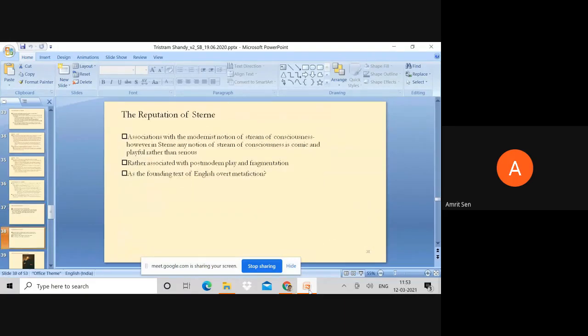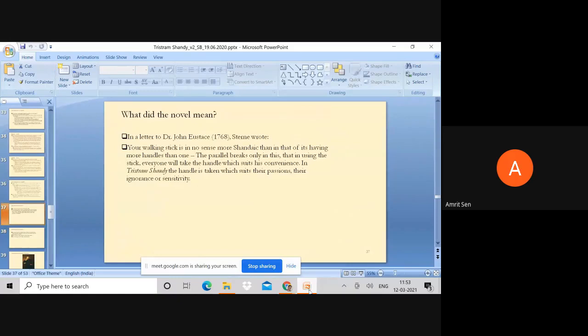Now, I will, of course, use one quote by Sterne. So what did the novel mean at the end of the day? Some of you might say, oh, he's been talking on and on. So what is Tristram Shandy? In a letter to Dr. John Eustace, Sterne uses this walking stick with many heads. Many of you have seen these sticks which grandfathers used to have. Earlier, these walking sticks were very fashionable. And they had four or five heads, right?